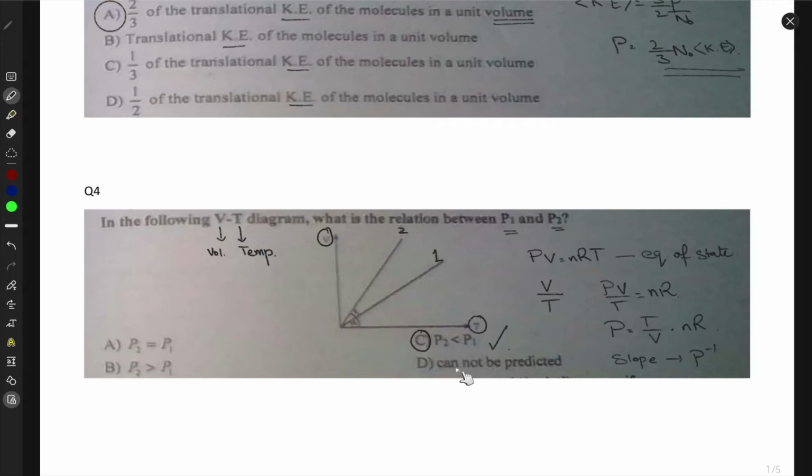Of course, you can predict them, so this is wrong. They're not equal because the slopes are different, so that's obviously wrong. And P2 is greater than P1, that's wrong because we saw from this inverse relation that the slope is the inverse of P, which means that P2 is smaller than P1.